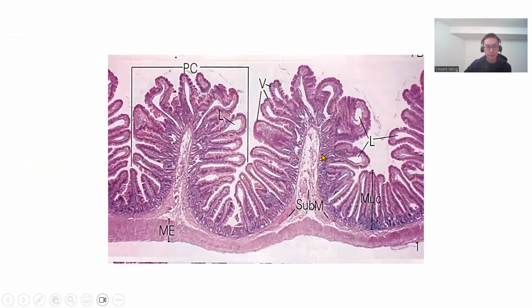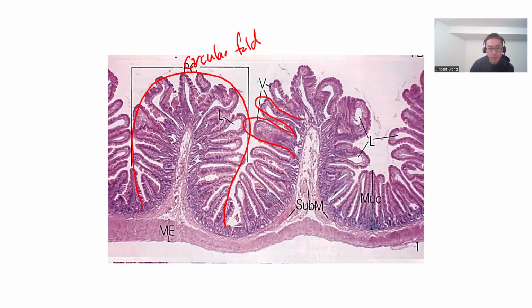You can read about it later. This is what it actually looks like. So this here is the circular fold. And these things that are coming out, those are the villi. You can't see the microvilli here. You have to zoom in to one of these things, and then you will see the microvilli. But it's there.